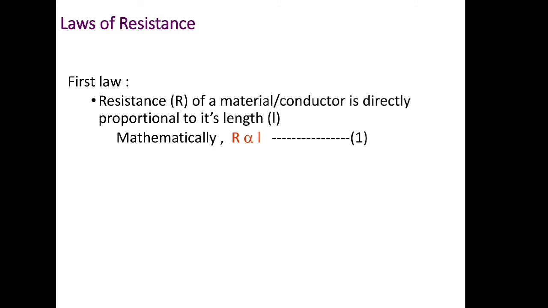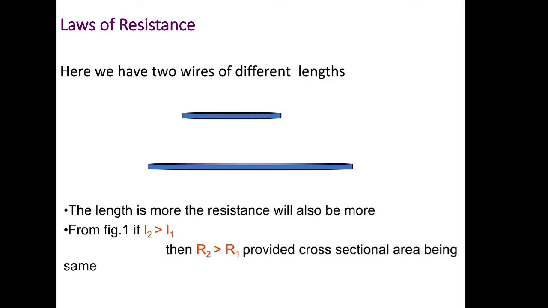So there are a number of laws defined here. The first law: the resistance of a material or conductor is directly proportional to its length. Mathematically, resistance is directly proportional to the length of the conductor. So here we have two wires of different lengths. The first wire has a resistance R1 with length L1, and the second wire has a resistance R2 with length L2. When the length is more, the resistance will also be more.